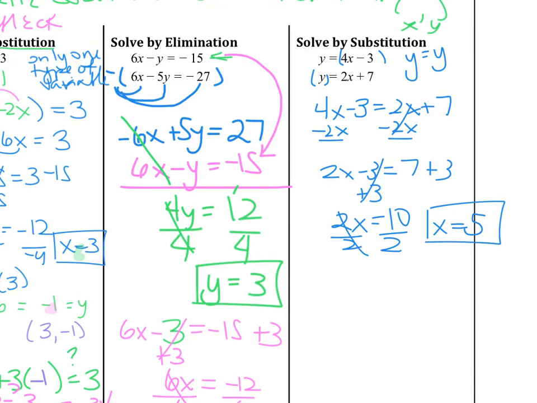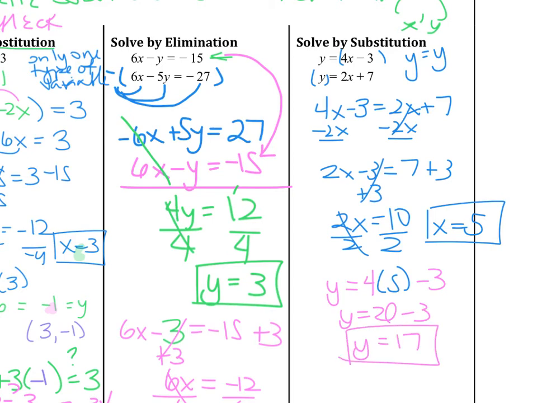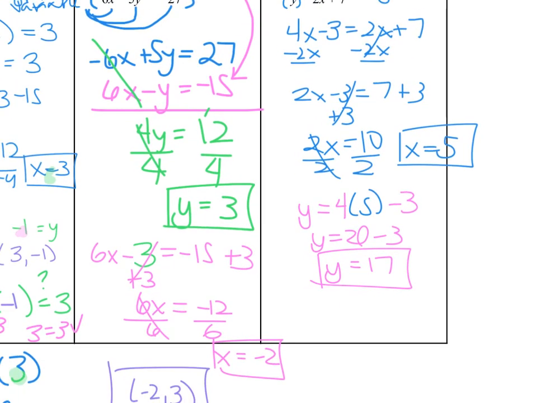Then to find the other variable, just take the 5 and plug it into one of the equations, doesn't matter which one, plug it into the top one. y equals 4 times 5, and then minus 3. So y equals 20 minus 3, or y equals 17. So then to write the final answer, it's an ordered pair, x equals 5, y equals 17, so (5, 17).